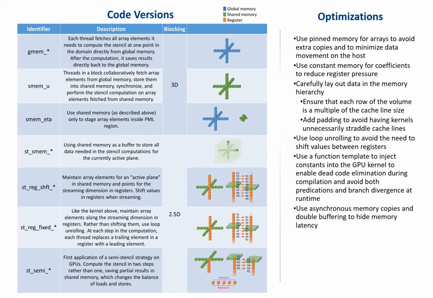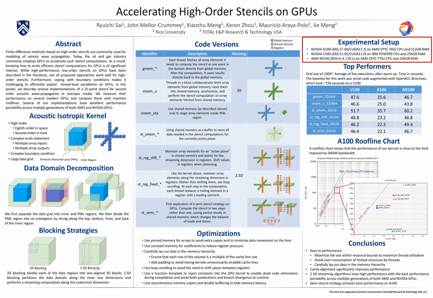Besides, we use loop unrolling to avoid unnecessary value shifting among registers. Moreover, we use function templates to enable dead code elimination. And also, we use double buffering to hide memory latency, and on A100, we use its newly introduced asynchronous memory copies. We evaluated our implementations on several generations of AMD and NVIDIA GPUs.